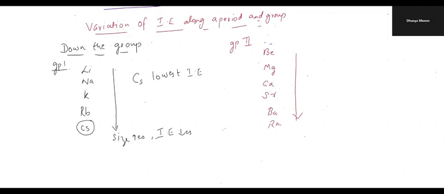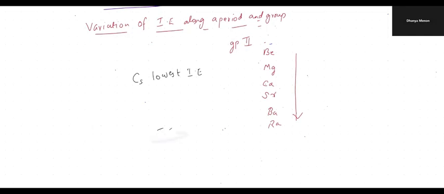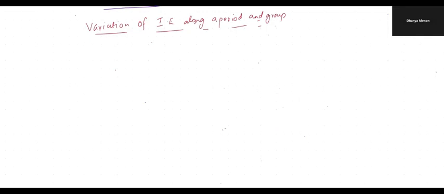Now let's take a question. We learned about the size and the nuclear charge along the period and down the group. Now, suppose they ask you to compare the first ionization energy and the second ionization energy of oxygen and nitrogen.